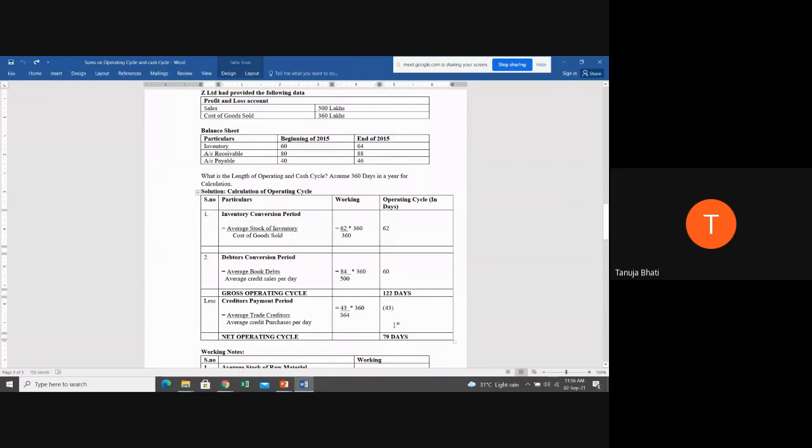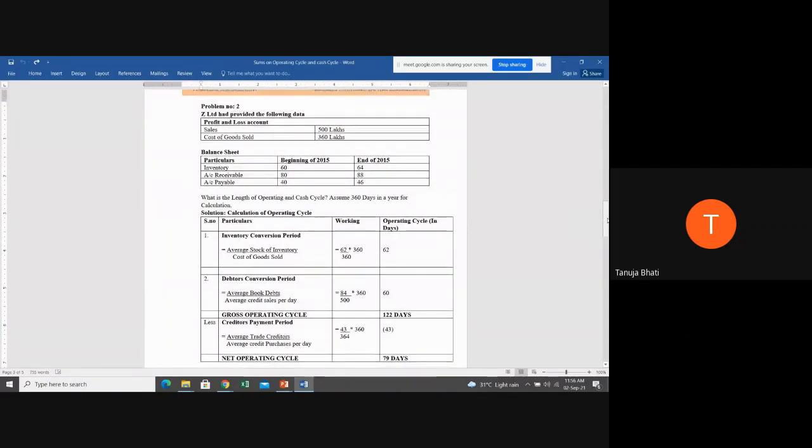This you write in brackets because you want to minus it. So from your gross operating cycle of 122 days, when you minus 43 days, you get 79 days as your net operating cycle, which is also called the cash cycle. Is this clear to everyone, students?